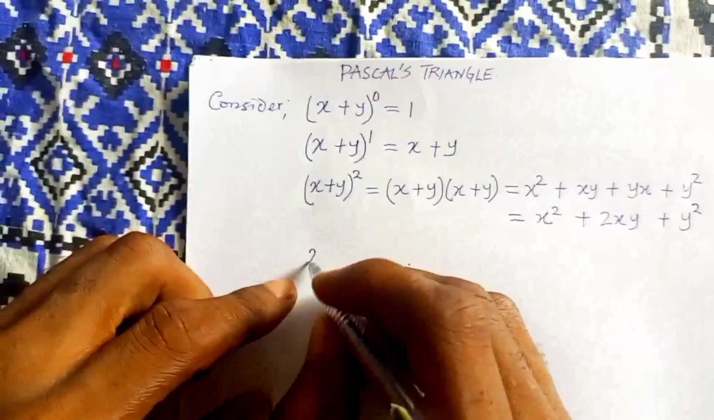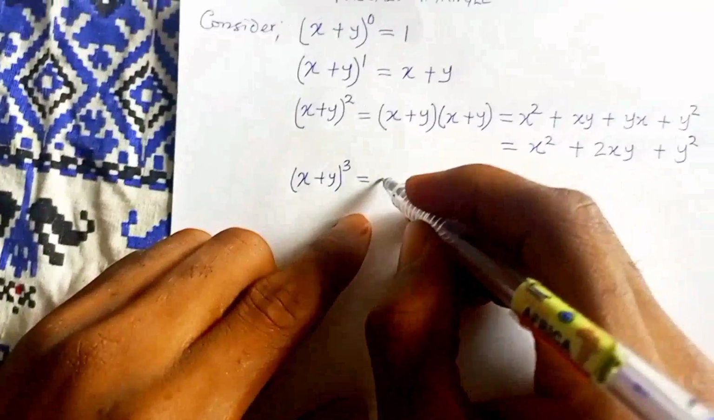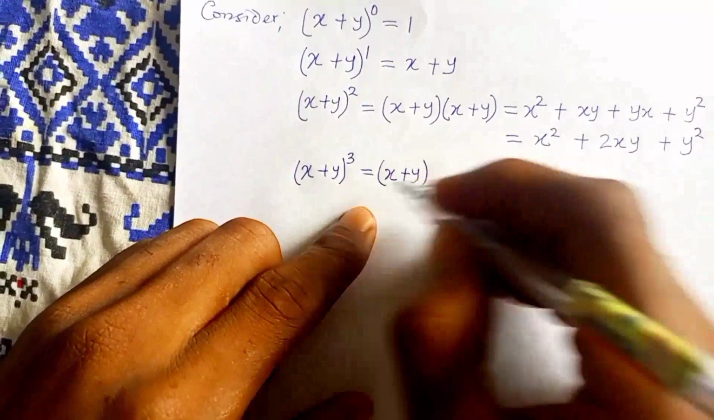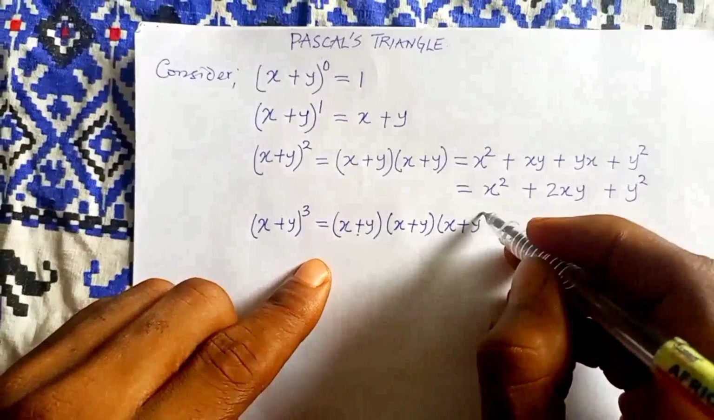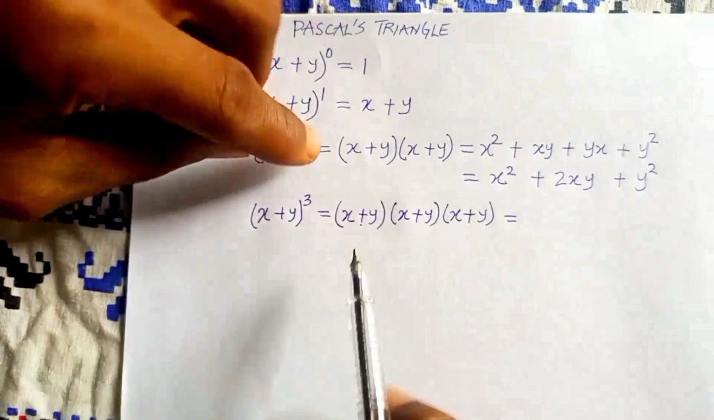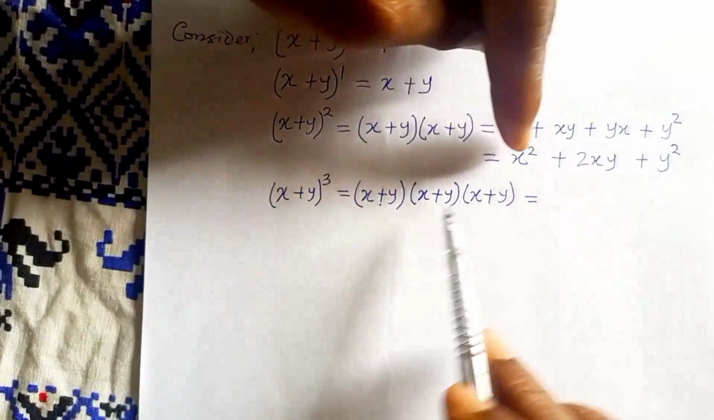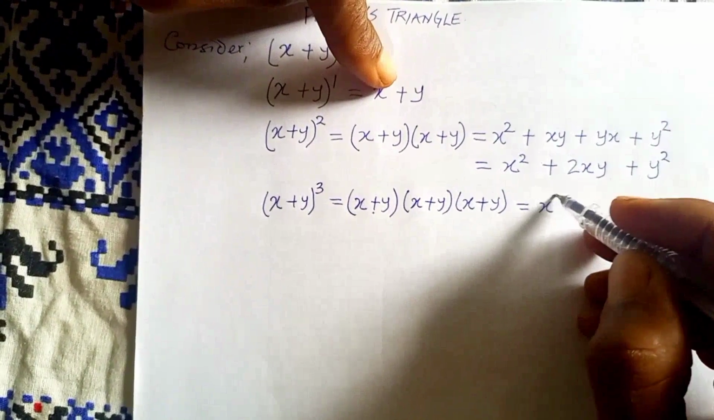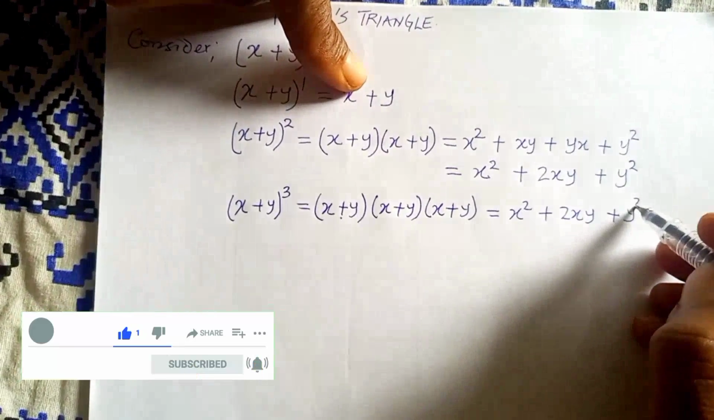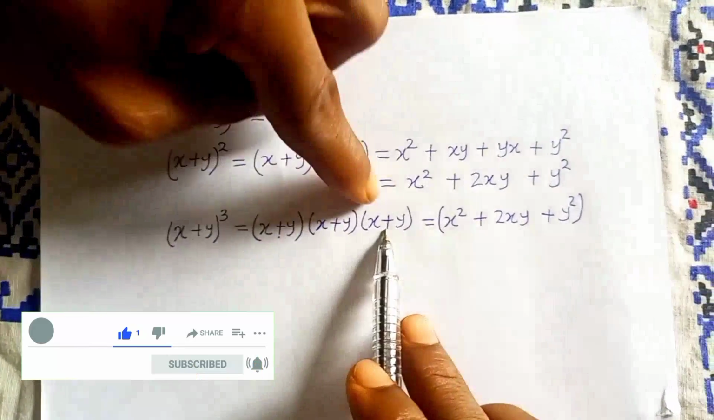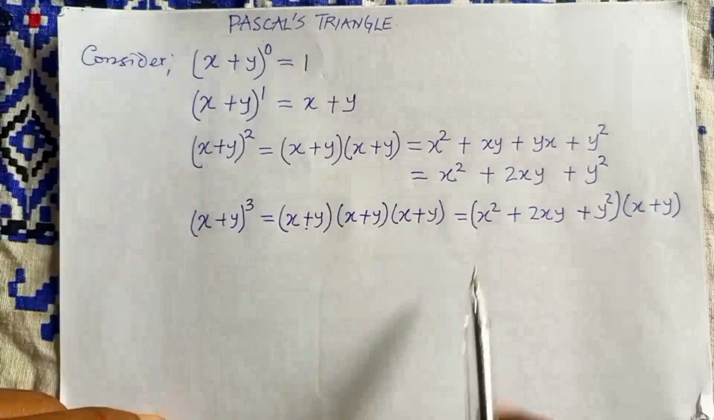Now, considering the third power, x plus y raised to power 3, it simply means we have x plus y into 3 parts. Now recall, initially we have done for power 2, so we are picking that to represent this. So it means we have x squared plus 2xy plus y squared multiplying the remaining x plus y. So let's have our expansion.